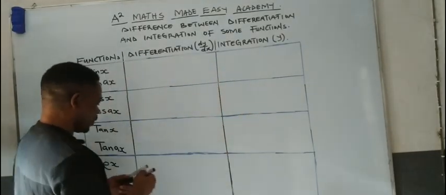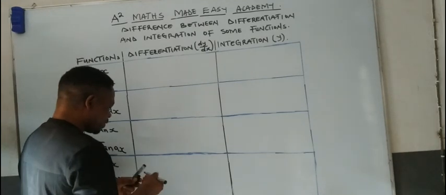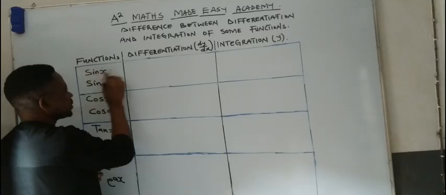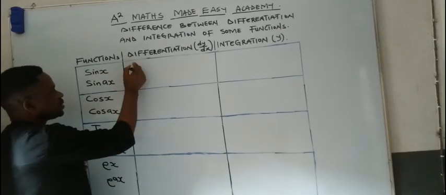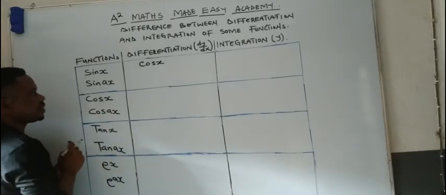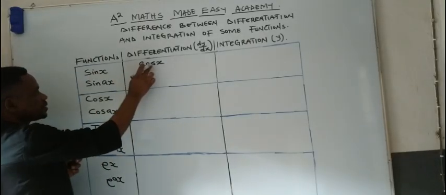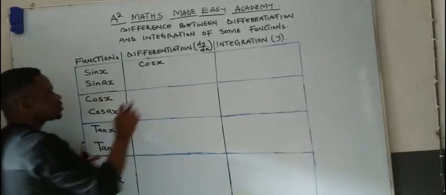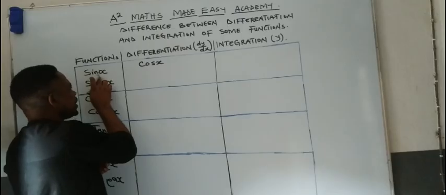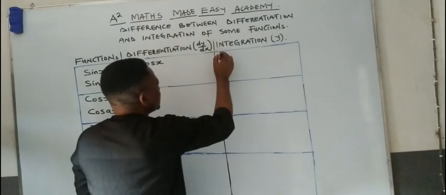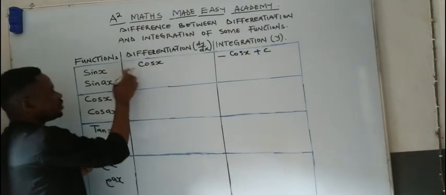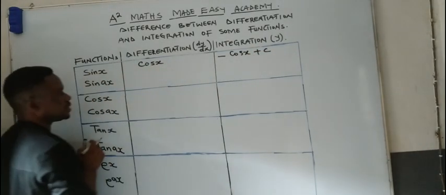Now let's start with the first one. Watch this. The first one says, anytime you are asked to differentiate sine x, please don't forget that the answer is always cos x. I say sine x, the answer is cos x. Then let's go for integration of sine x. If you are asked to integrate sine x, the answer is minus cos x plus c. Can you see the difference between differentiation and integration?